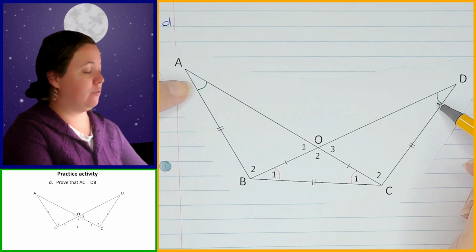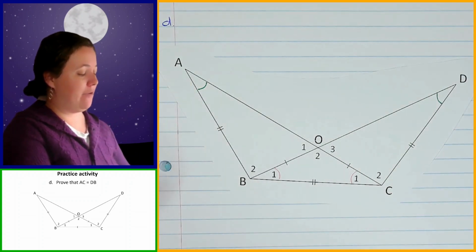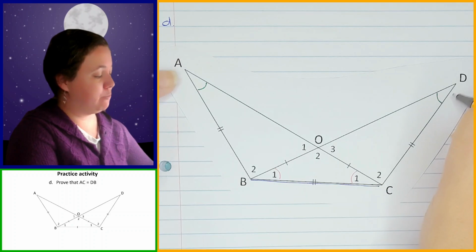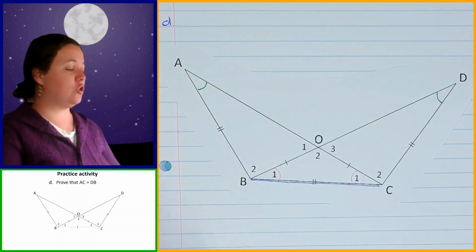So I will be able to prove that those two angles are equal and these two angles are equal. And I have a side that is common over here. Or I could say I've got this pair of sides that are equal to each other given as well. Okay, so let's go and do our proof now.